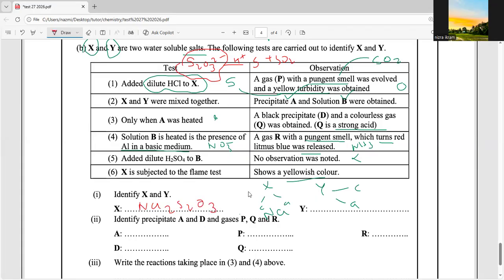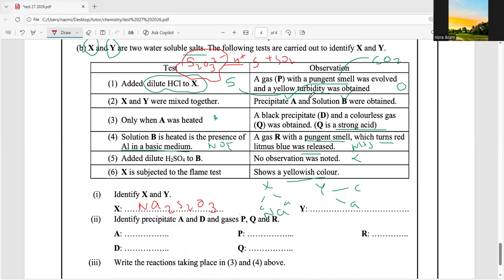Anybody got this? Anyone who identified? Whenever they give a compound, if it is a salt, then you have to identify that it has a cation and anion. Then both the cation and anion will have observations. So we can see the anion S2O3 2- gives sulfur and sulfur dioxide in the acidic medium, and X gives the flame test yellowish color. So that's sodium thiosulfate. Now we have to find Y.